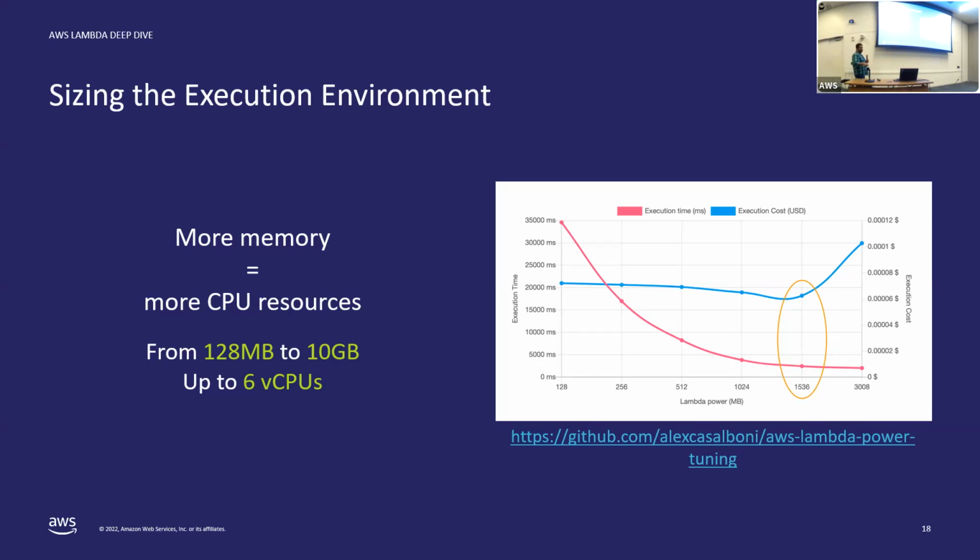So this is a tool to figure out, if you see this graph, there's a blue line and a red line. The blue line is actually the execution cost and the red one is the execution time. So you can figure out what is the sweet spot and you can pick the underlying memory configuration for your function.